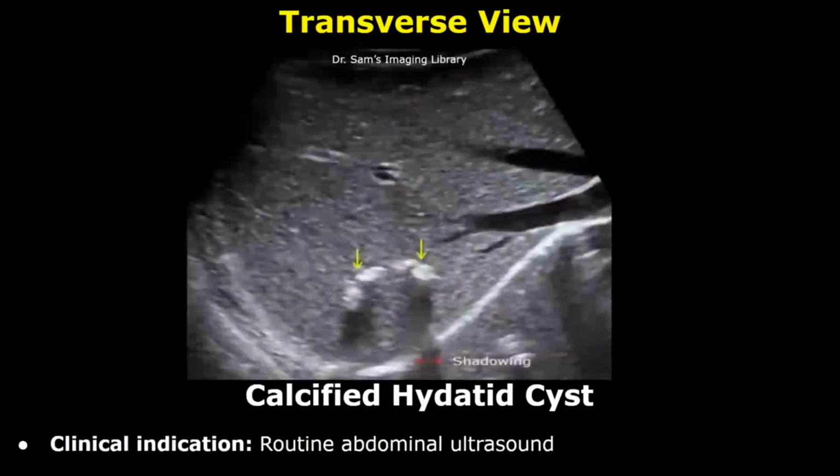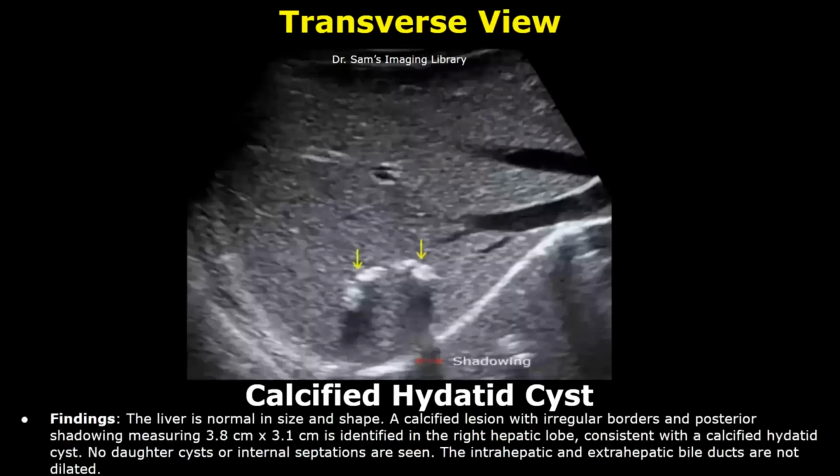Now we will see calcified hydatid cyst. The clinical indication is a routine abdominal ultrasound. In the findings, mention the liver size and shape and a calcified lesion with irregular borders and posterior acoustic shadowing. Then measure the size of the lesion and in which lobe it is found.